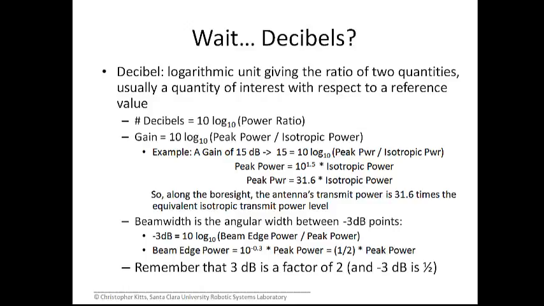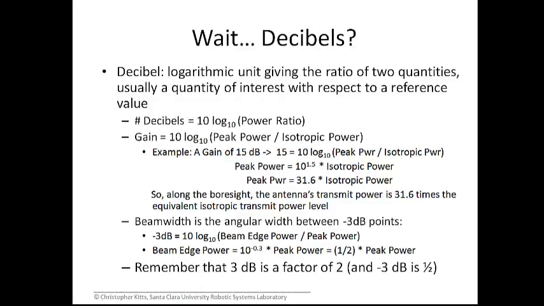So the same would go with 6 dB or 9 dB. If I had 6 dB, then I have 1/4 of the power, because I lose a half with the first 3 dB, and I lose another half with the next 3 dB. So a 6 dB gain would be 4 times the power, and a 6 dB loss would be 1/4 of the power.